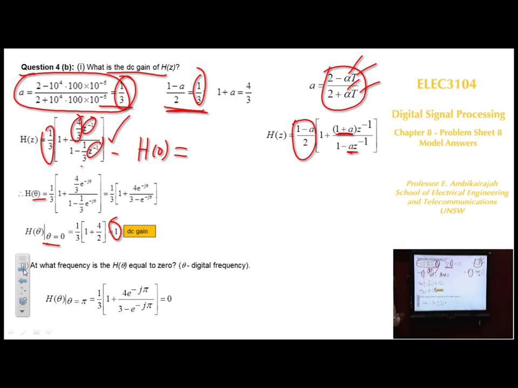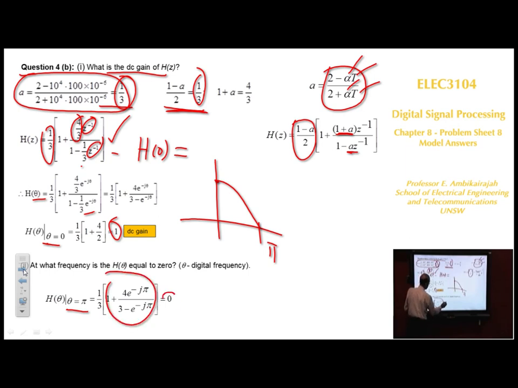Then, at what frequency is H(theta) equal to 0? We know this is a low pass filter and the DC gain is 1. So naturally you can try pi there. At pi, you substitute into this equation, and when you simplify, you will find that it becomes 0. So at pi, the gain is 0.